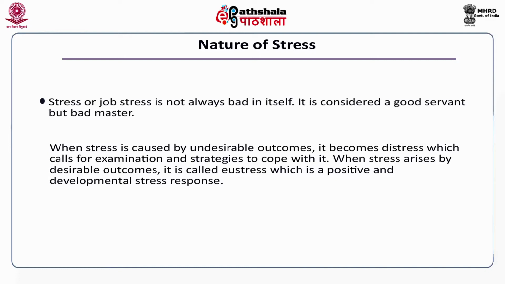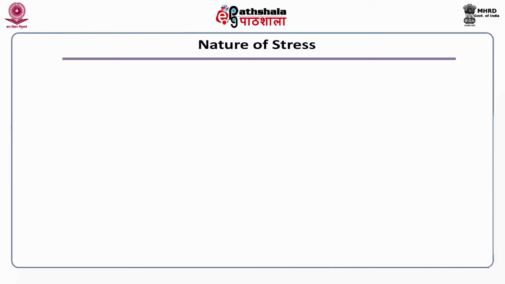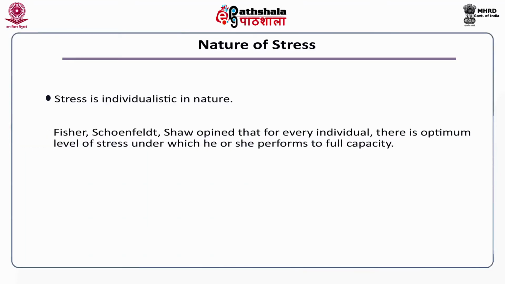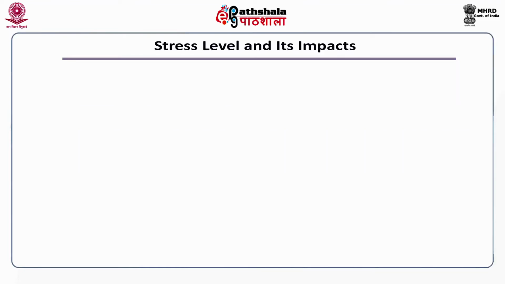When stress arises from desirable outcomes, it is known as eustress, which is a positive and developmental stress response. Stress is individualistic in nature. Fisher, Schonfeld, and Shaw opined that for every individual there is an optimum level of stress under which he or she performs to full capacity. Stress level and its impact.